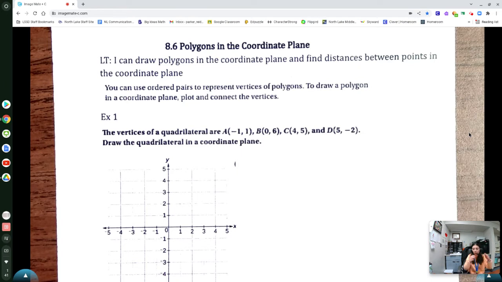Remember, vertices are where some lines are going to intersect, like the corner of a square. To draw a polygon in a coordinate plane, plot and connect the vertices. So just plot the points and then connect them. It's like a dot to dot. So in example 1, we're going to do just that.